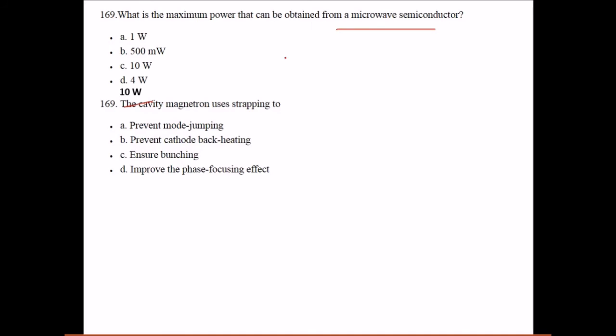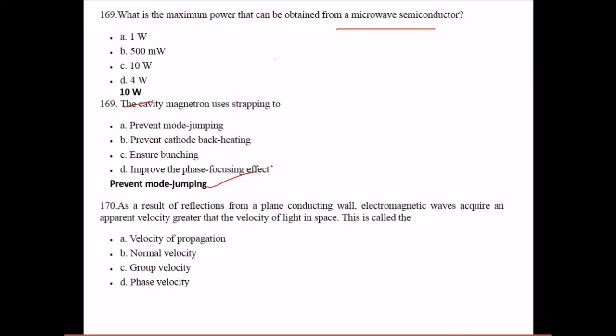Now, the cavity magnetron uses strapping to prevent mode jumping. As a result of reflection from the plane conducting wall, electromagnetic waves acquire an apparent velocity greater than the velocity of light in space. Okay, this is a very interesting phenomenon. This is called the phase velocity.